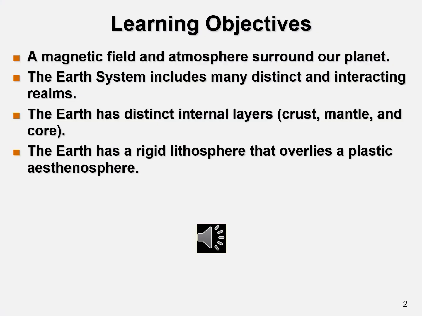These are our learning objectives for Chapter 2. A magnetic field and atmosphere surround our planet. The Earth's system includes many distinct and interacting realms. The Earth has distinct internal layers: crust, mantle, and core. And the Earth has a rigid lithosphere that overlies a plastic asthenosphere.